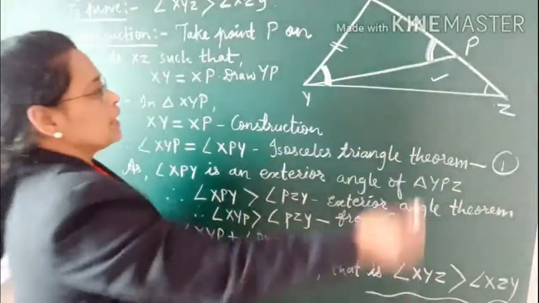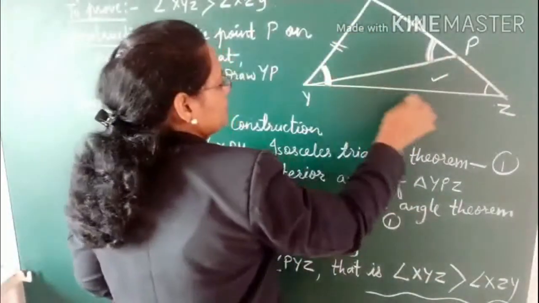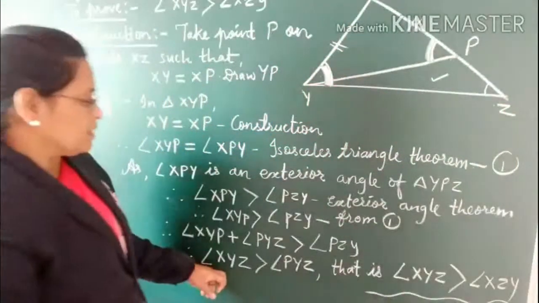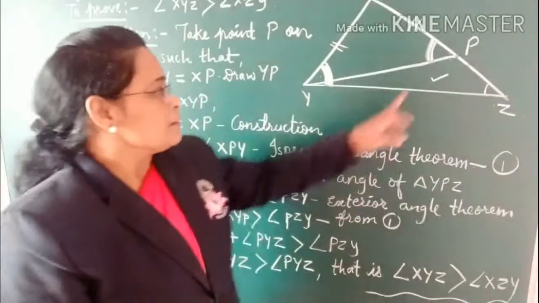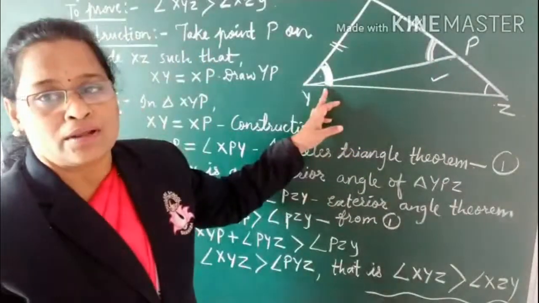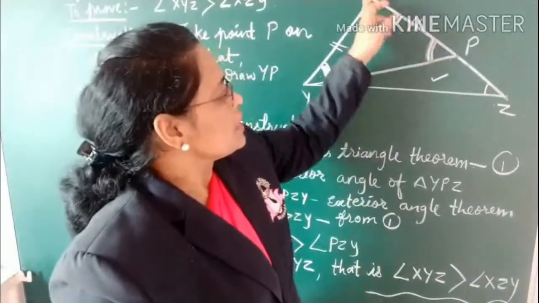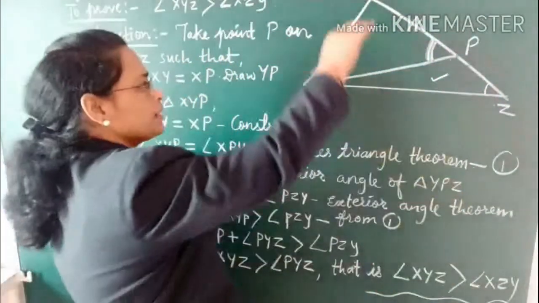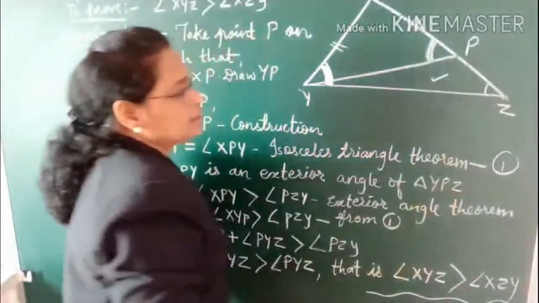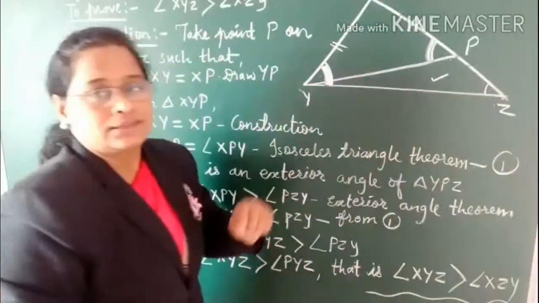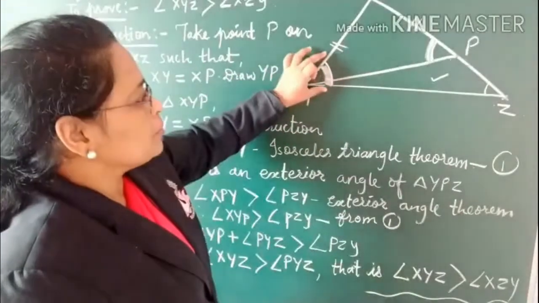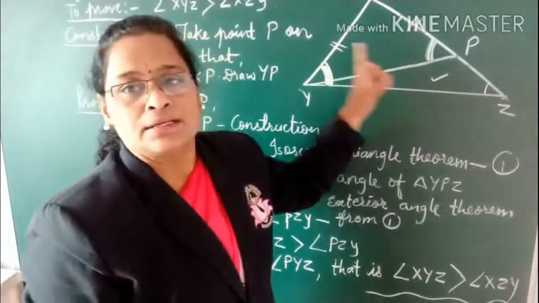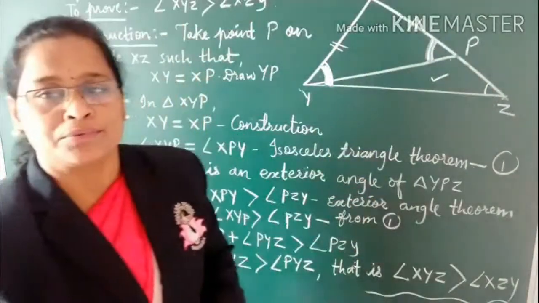And what is that angle XYP plus PYZ? It is nothing but angle XYZ. So here we can say XYZ is greater and PZY is smaller. PZY means it is XZY. Therefore we can prove that angle XYZ is greater and angle XZY is smaller. That is, the angle opposite to the greater side is greater and the angle opposite to the smaller side is smaller. In this way we can prove this theorem.